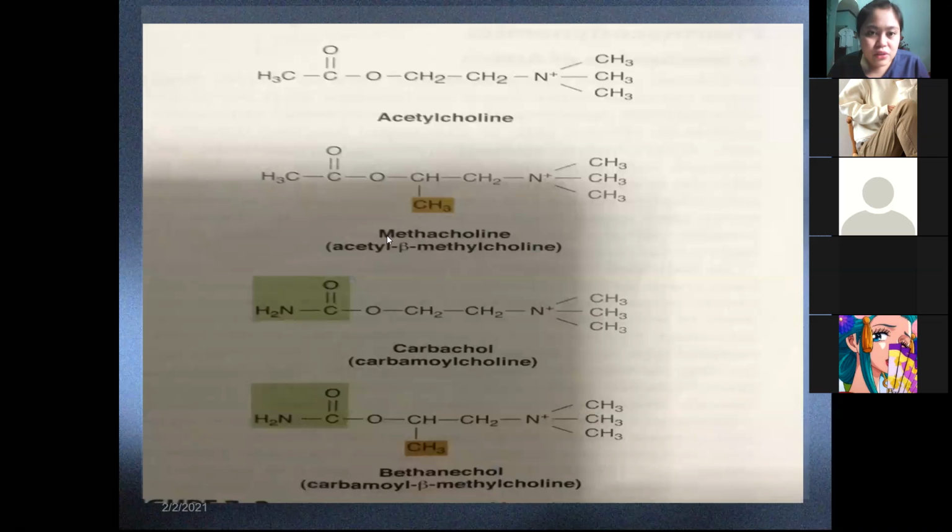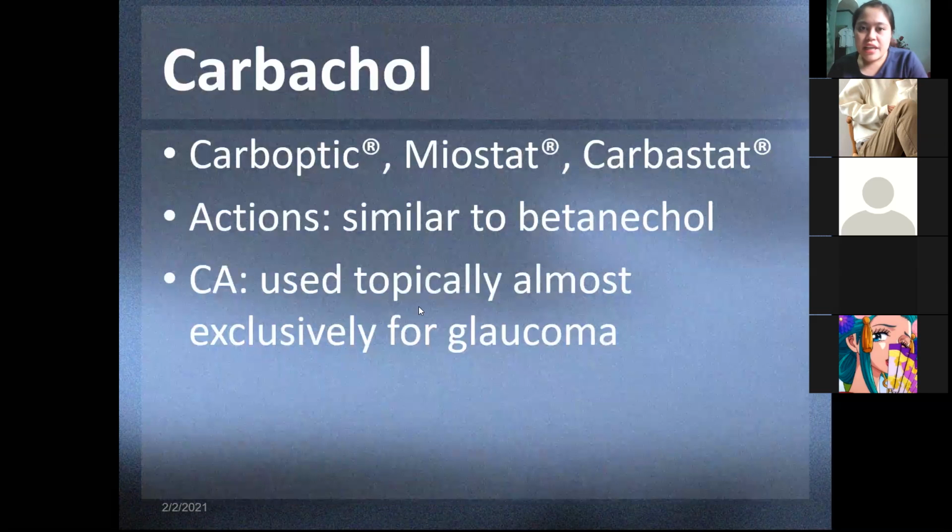Okay? So, this one is the carbachol here. The difference from betanechol is that it has no substituent on this carbon. So, as you can see, that's all it is. The difference from acetylcholine is the amino group instead of the methyl group. Again, without the substitution here.